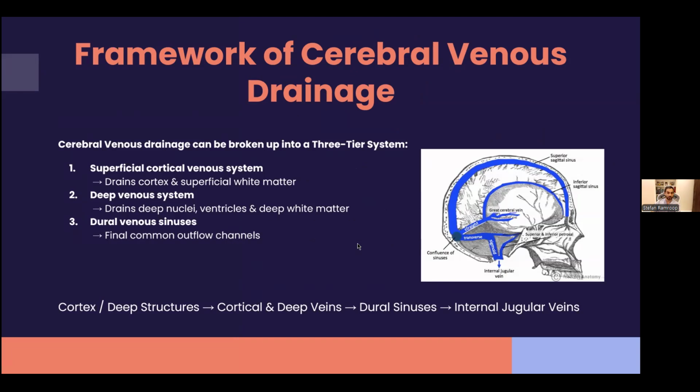The overall flow hierarchy is from cortex and deep structures to the collecting veins, to the dural sinuses, and finally to the internal jugular veins.